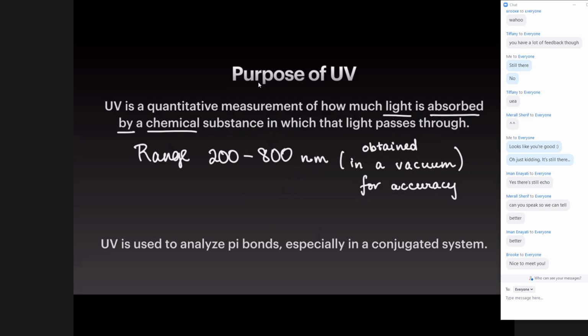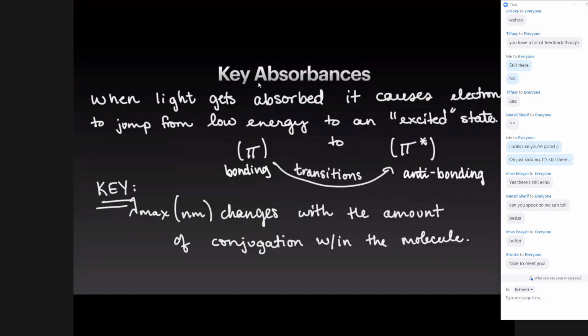UV is used to analyze pi bonds, especially in conjugated systems. So the key absorbances for MCAT purposes. So I'll go through a few things here and then we'll go over those absorbances. When light gets absorbed, it causes electrons to jump from low energy to an excited state. So you're going from bonding to pi star bonding, which is bonding to anti-bonding transition, which we'll look at in this slide after.